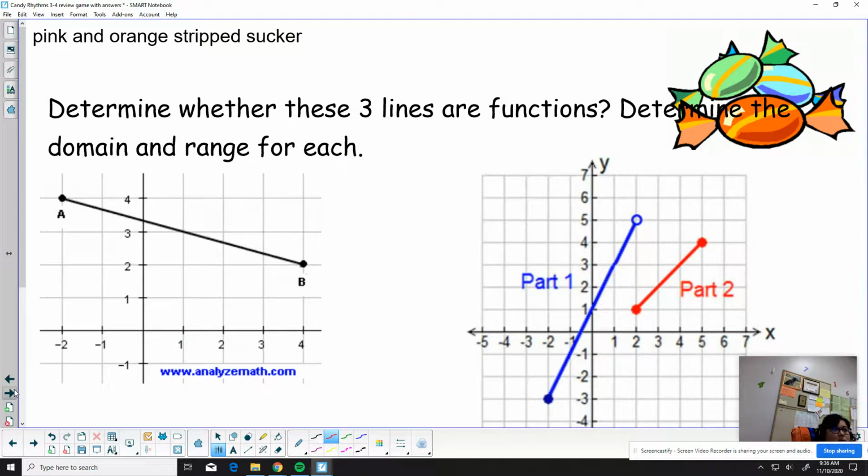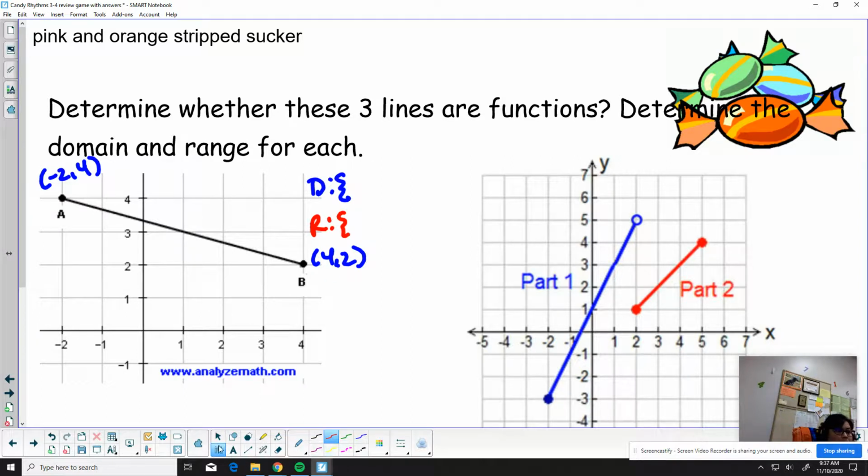Okay, it says determine whether these 3 lines are functions, and determine the domain and range for each. Well, they're all functions because they're all lines. Okay, so the domain and the range, though, we could do the domain and the range. We have to do the domain, the x's. So I look here at this point, this is negative 2, 4. And this point is 4, 2. So once I have those points, then I can figure out my domain and my range.